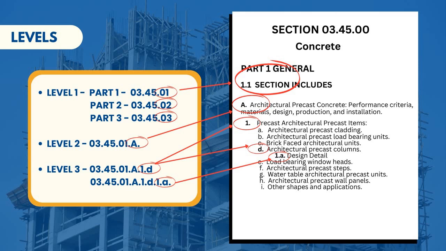So in these different levels, level 1 are the parts, level 2 is what's underneath each of the part sections, and then level 3 are going to be the subcategories detailing the smallest piece of refined information that we need to be able to pull from the drawings.